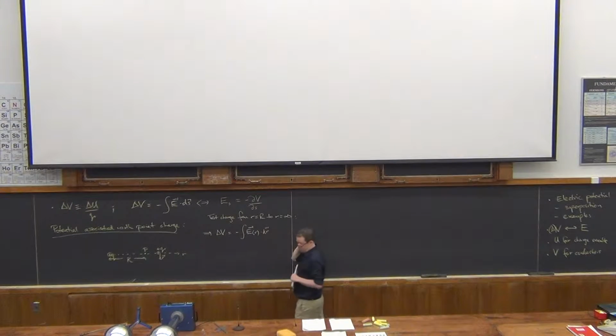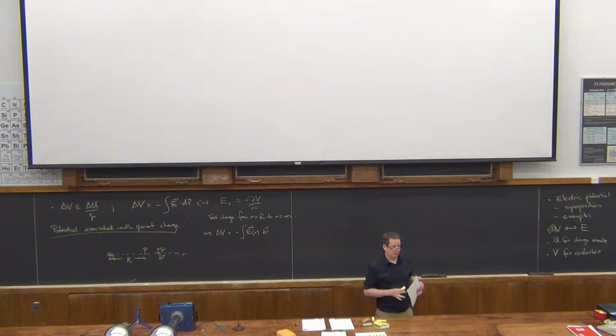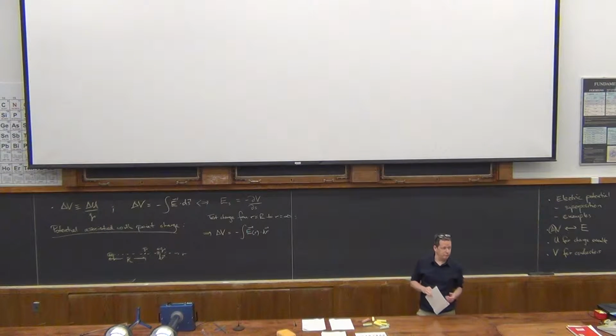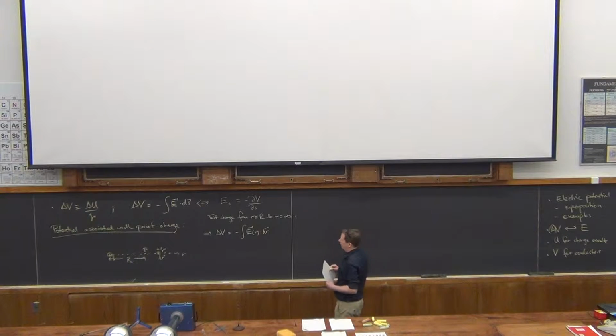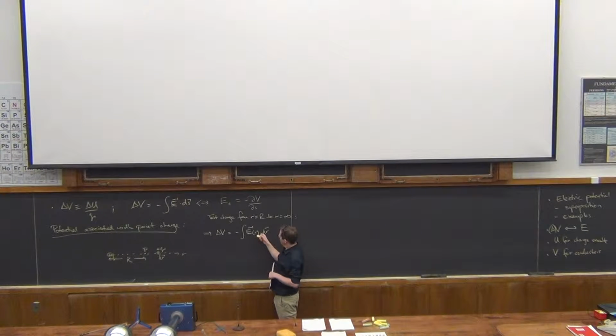There it is, slightly re-expressed now. I know the electric field associated with a point charge is a function of radial distance r. We know what that is. I'm going to throw it in a moment. And I'm taking a path, path element dr.